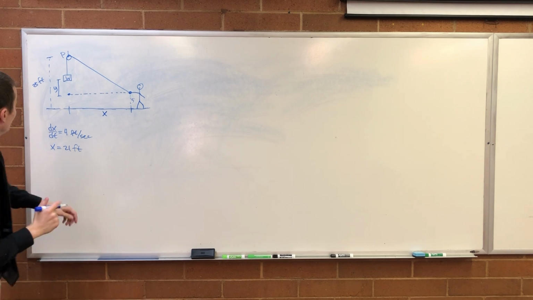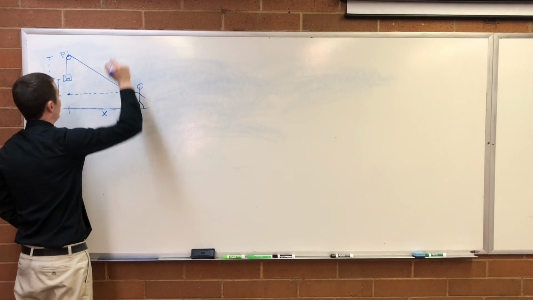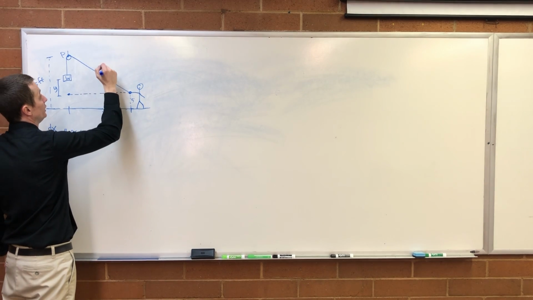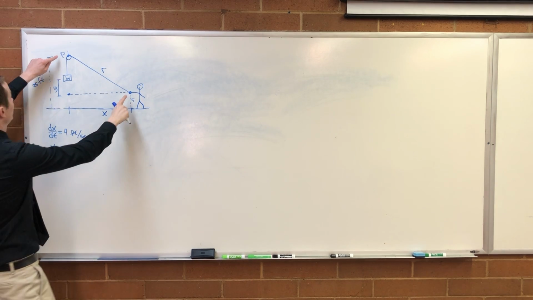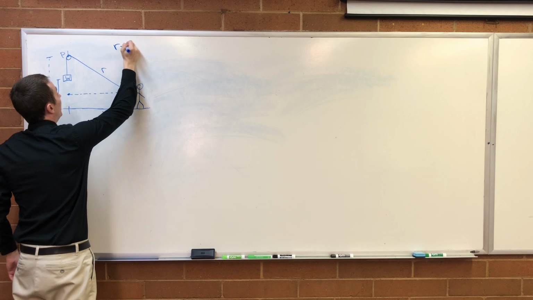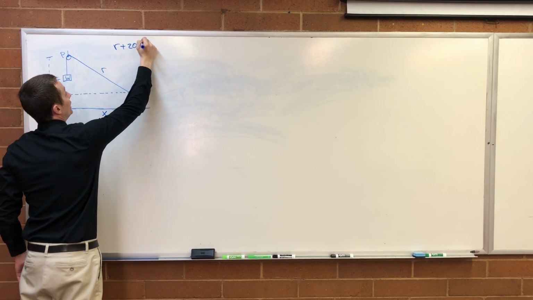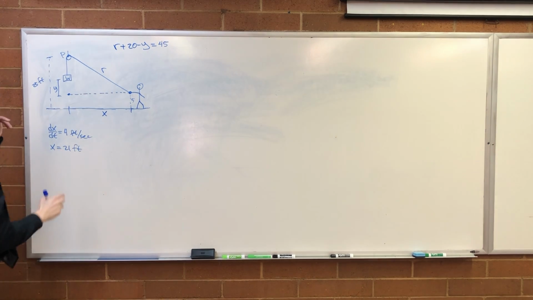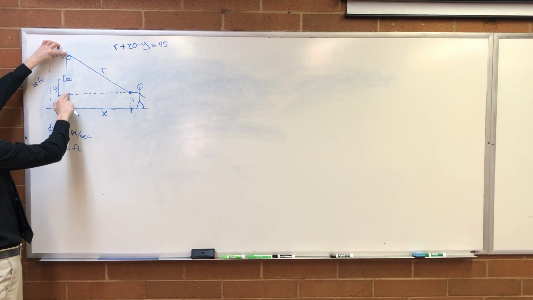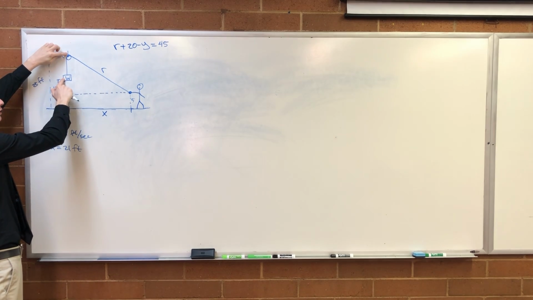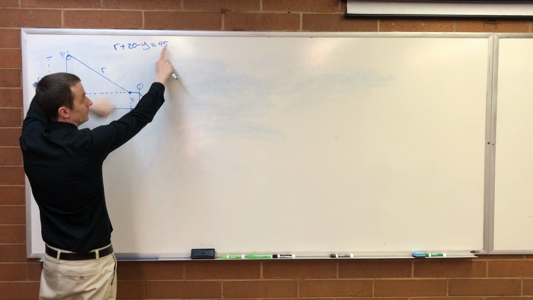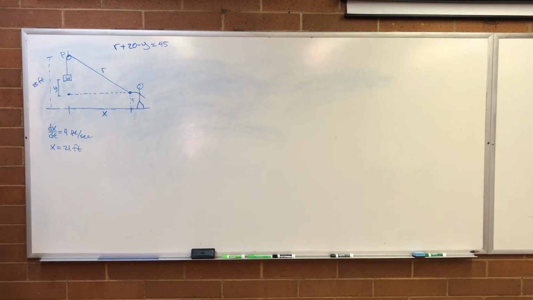Now I know the length of the rope. The length of the rope is 45 feet. Let's call this side of the pulley R. So R plus 20 minus y is equal to 45. 20 is this distance, minus y is just the portion with the rope. So 20 minus y is this, and R is this. R plus 20 minus y together gives me the total length of the rope, which is 45.